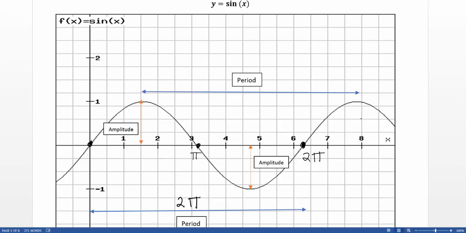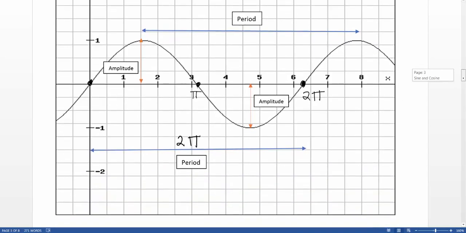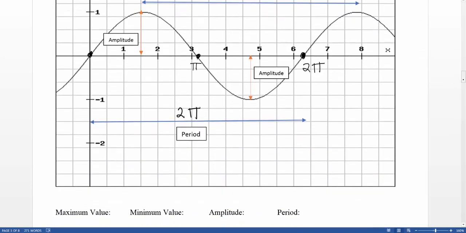Again, the maximum value is going to be 1. The minimum value is going to be -1, which gives us an amplitude of 1. And then the period will be 2 pi.